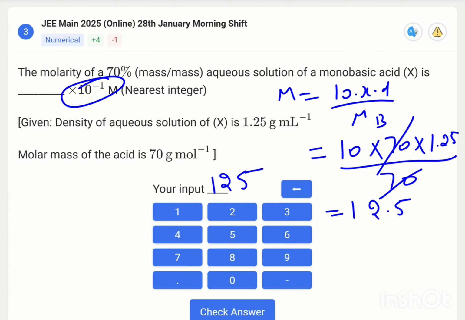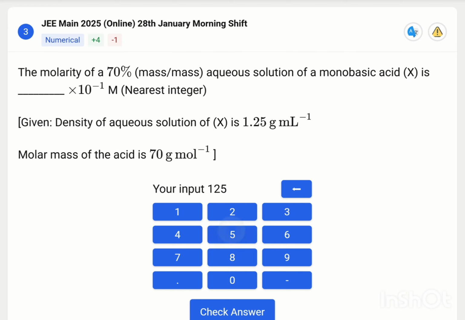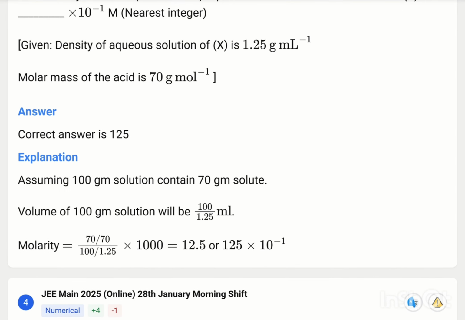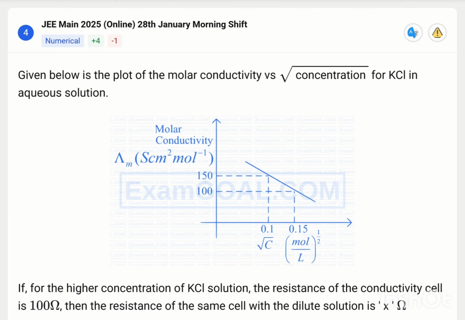Let us check this answer. 125. This integer type question might not have taken much time. Correct answer, 125 is my correct answer. So, moving to the next question.